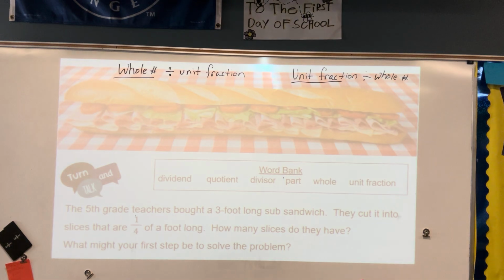So let's look at this first problem. A 5th grade teacher bought a 3-foot long sub sandwich. They cut it into slices that are 1/4 of a foot long. How many slices do they have? What might your first step be to solve the problem?